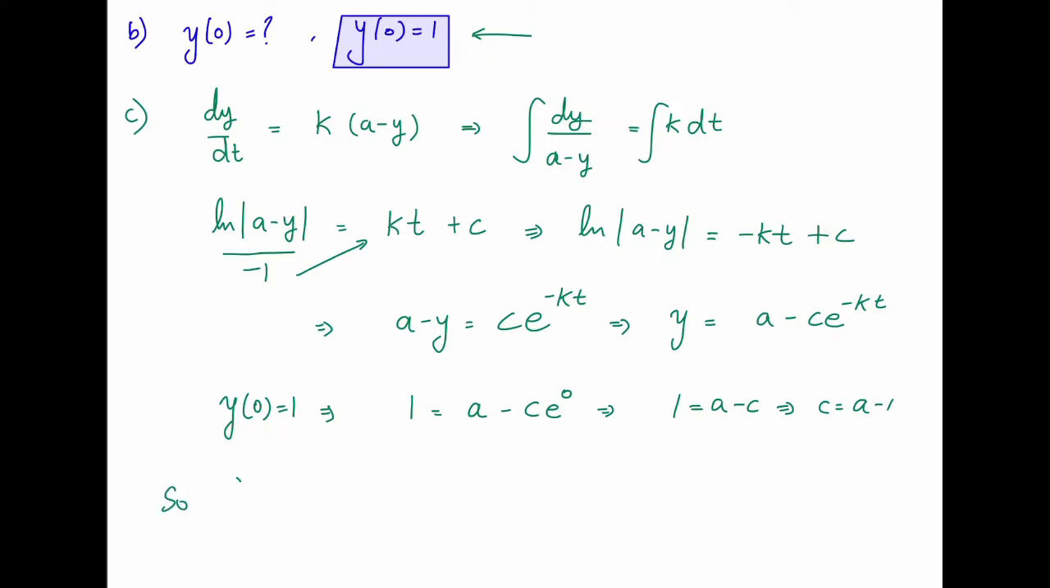So this is my equation now. So far, my equation looks like this: y equals a minus (a minus 1) e to the power of minus kt, or in a simpler algebraic way, y equals a plus (1 minus a) e to the power negative kt. Okay. So now my equation looks a little bit better because I have only two unknowns to worry about.